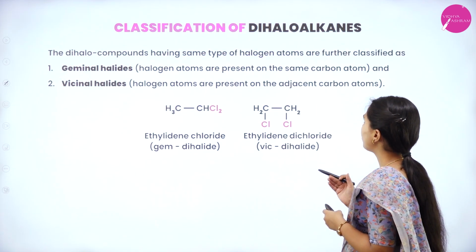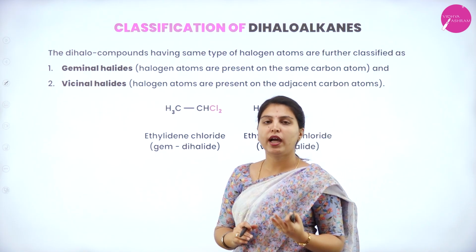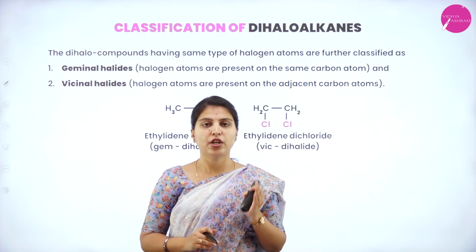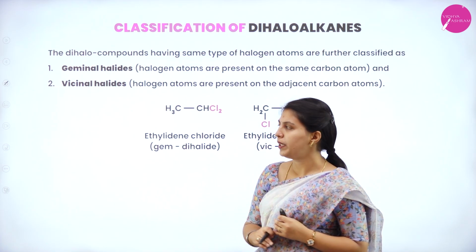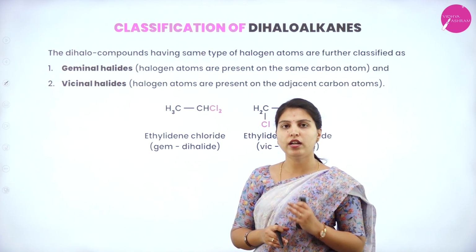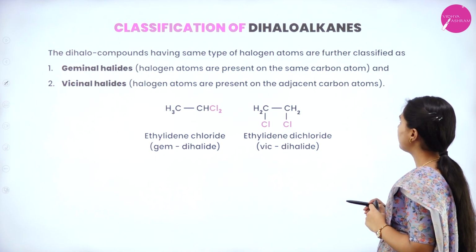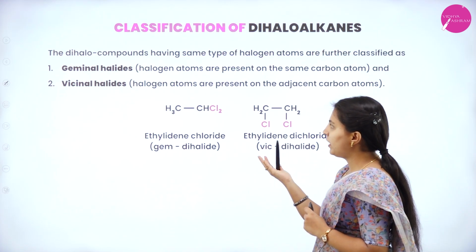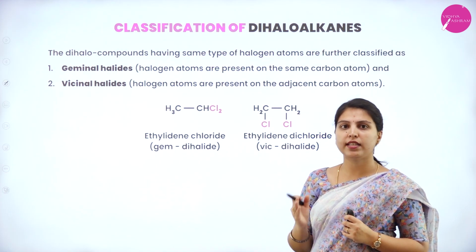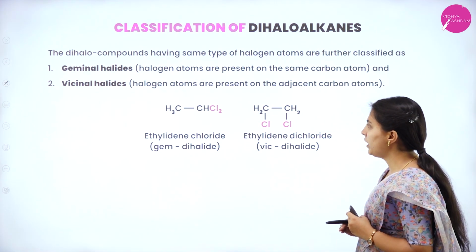Next one, classification of dihaloalkanes. First we have seen the classification of monohaloalkanes, where only one halogen is attached to the alkyl or aryl group. Here two halogens will be attached to the alkyl or aryl group. The dihalo compounds having the same type of halogen atoms are further classified as geminal halides or vicinal halides. If the same kind of halogens are attached, they can be geminal halides or vicinal halides.